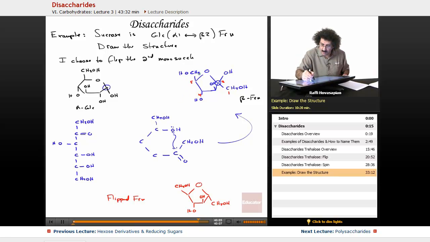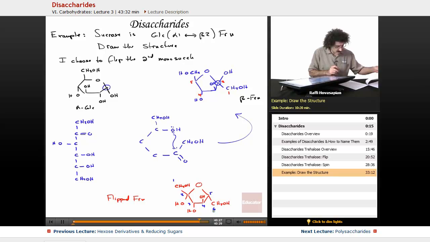This OH is up over here on the right. It's going to flip around this way, so it's going to end up being down here. So it almost looks the same, except the carbons are numbered differently now. So now we have our number 1 carbon, number 2, number 3, number 4, number 5, and number 6. So now I'm going to connect.